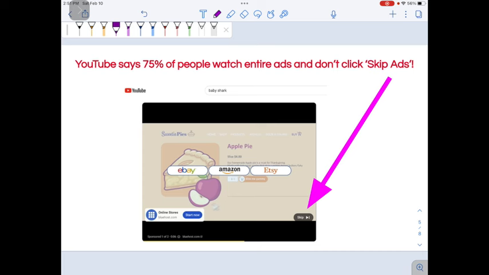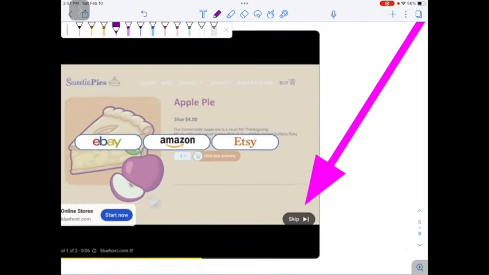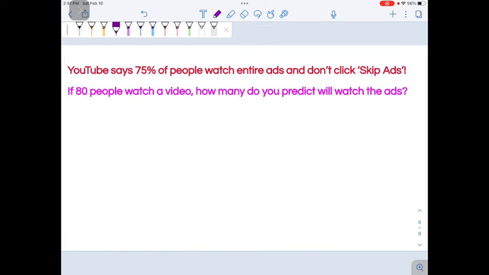But we can go further than just coins and dice. For example, YouTube says that 75% of people watch entire ads and don't click skip ads. Isn't that kind of unbelievable? Every time I have this option right there to skip, I always do, but I don't know. Maybe some people walk away. Maybe some people like watching ads. I don't know. If 75% of people watch the entire ads, then we can figure out how many people out of a group will probably watch the ad in the future.